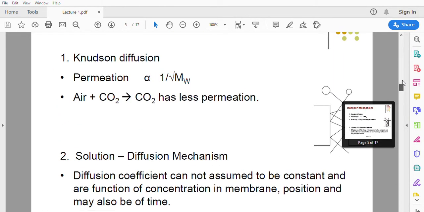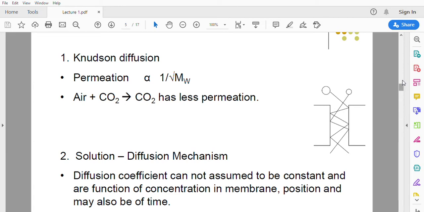Second is the solution diffusion method. I have already explained the solution diffusion method in the reverse osmosis process. In the solution diffusion method, the permeating species is first selectively absorbed on the surface of the membrane, then selectively diffused across the membrane, then dissolved on the other side of the membrane. So here separation occurs due to the difference in the absorption coefficient as well as the diffusion coefficient of the different permeating species in the membrane.